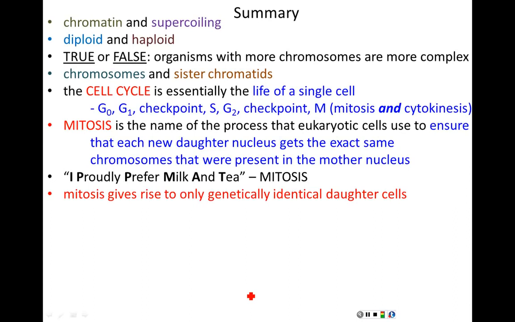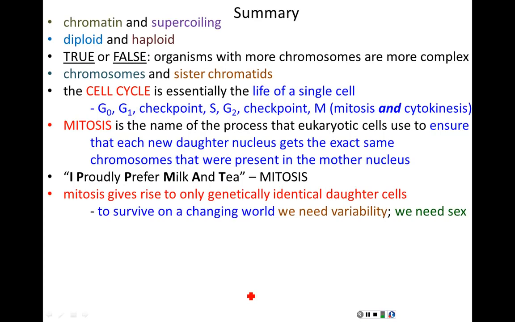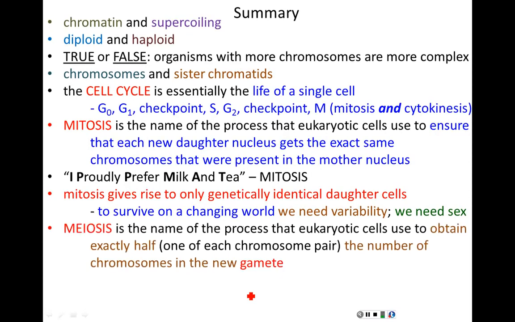Mitosis gives rise to only genetically identical daughter cells. Mitosis is a cellular version of asexual reproduction. There's no variability there. To survive in a changing world, we need genetic variability. We need sex. Sex drives evolution by creating different individuals with different fitnesses.